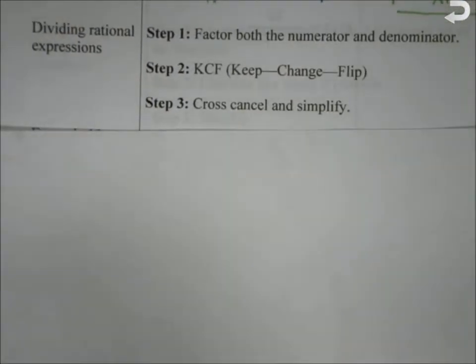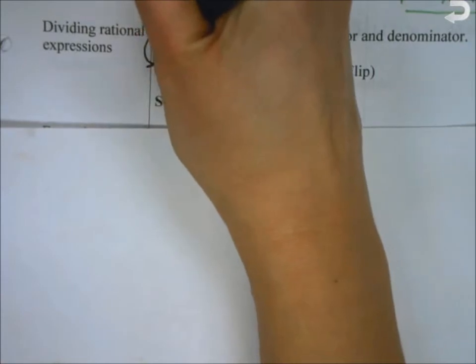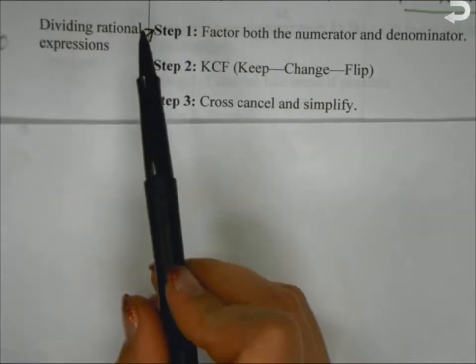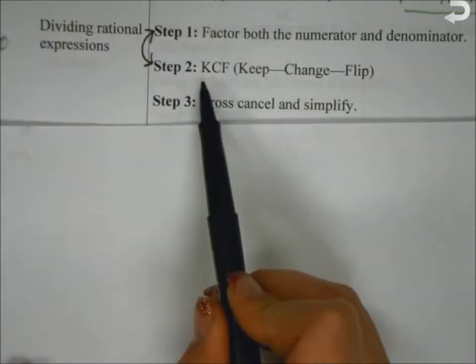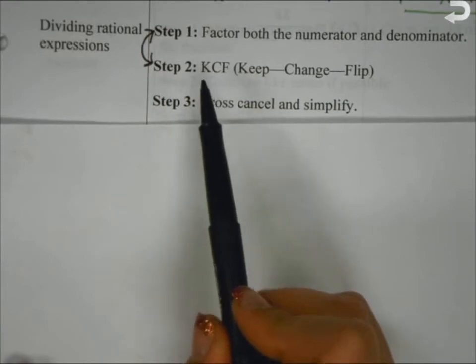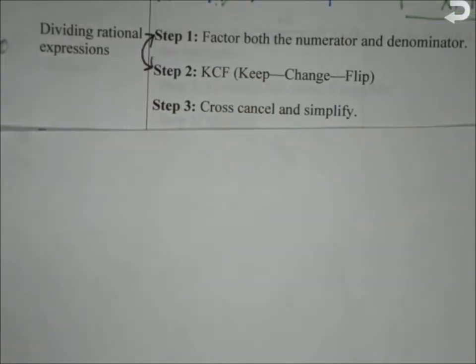Okay, so what we're going to do, step 1, how many of you have heard of KCF before? Keep it, change it, flip it? Yeah. Okay. Step 1, you're going to do KCF, keep it, change it, flip it. Or you're going to keep the first term, change the division sign to multiplication, and then you're going to flip the second fraction, so you're going to take the reciprocal. Okay, then step 2, I want you to factor both the numerator and denominator. And then step 3, it's just a multiplication problem. So you're going to cross-cancel and simplify.